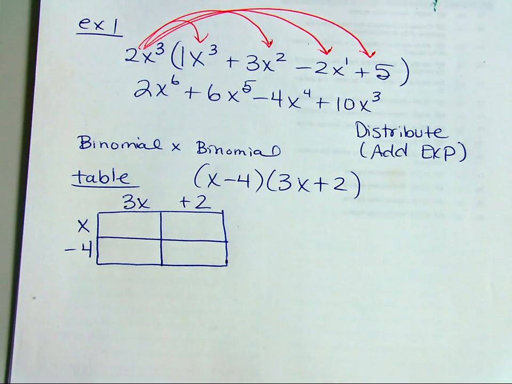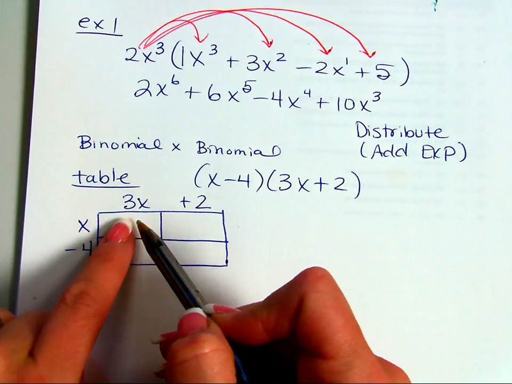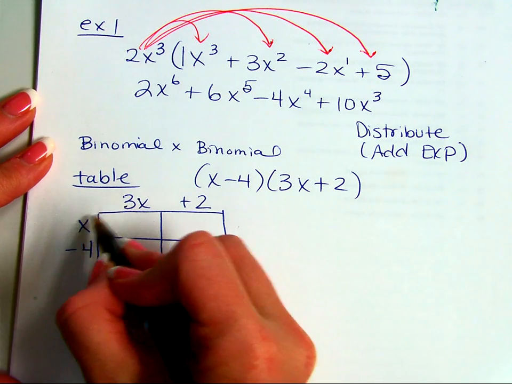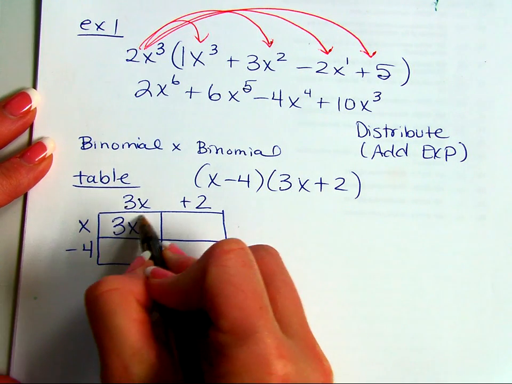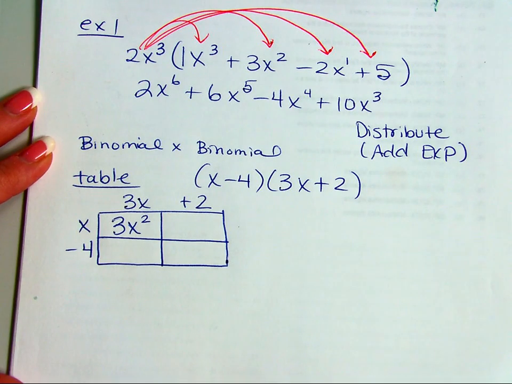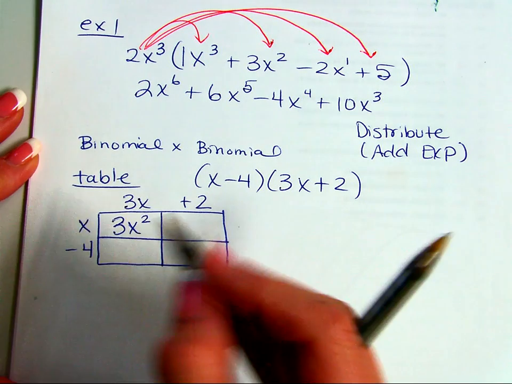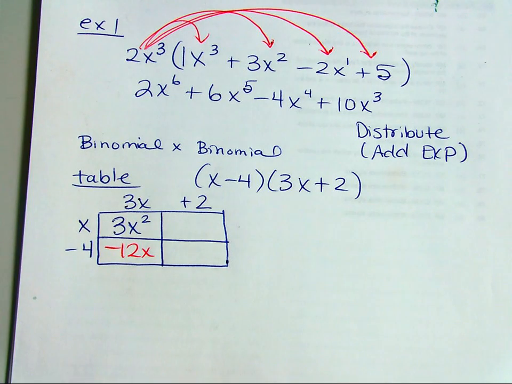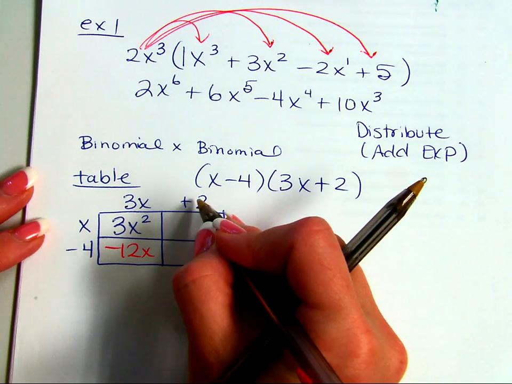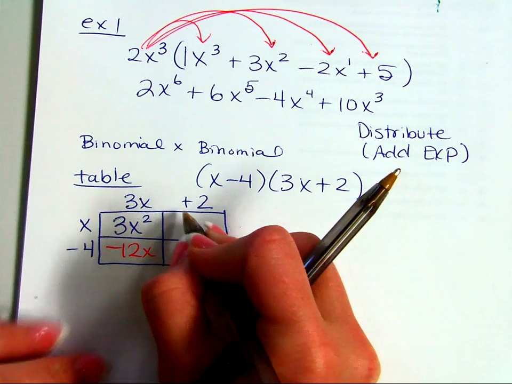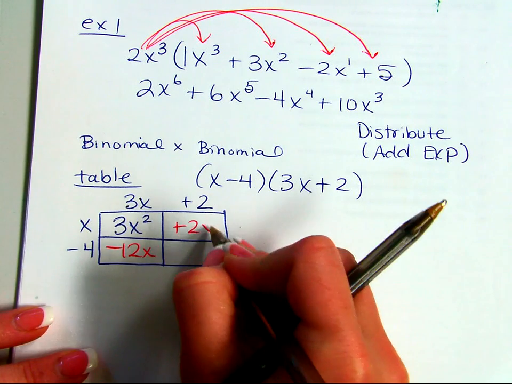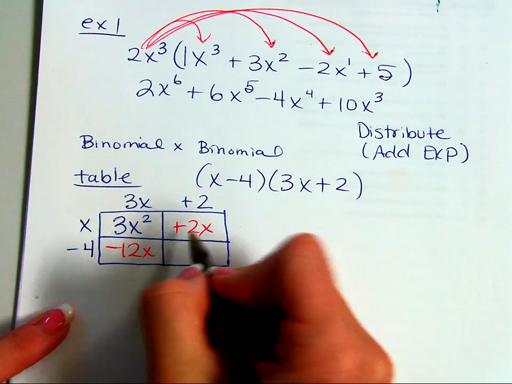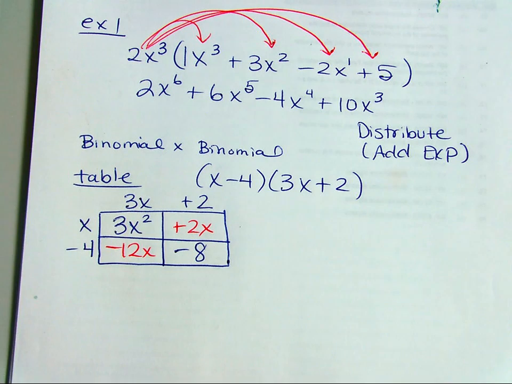And then it's kind of like how a multiplication table works, doesn't it? You take these 2 and you follow them, and these 2 and you follow them, and you put the products in there. So the product of 3x and x is 3x squared. The product of 3x and negative 4 is negative 12x. You'll see why in a minute. I put it in red. 2 times x is a positive 2x. And then a positive 2 times a negative 4 is a negative 8.